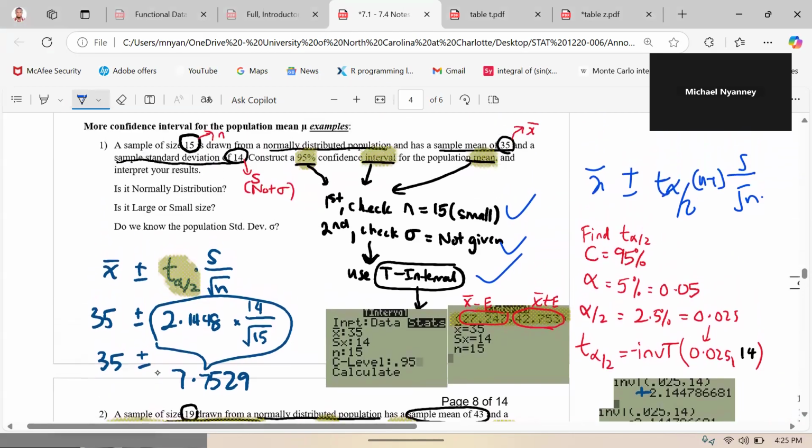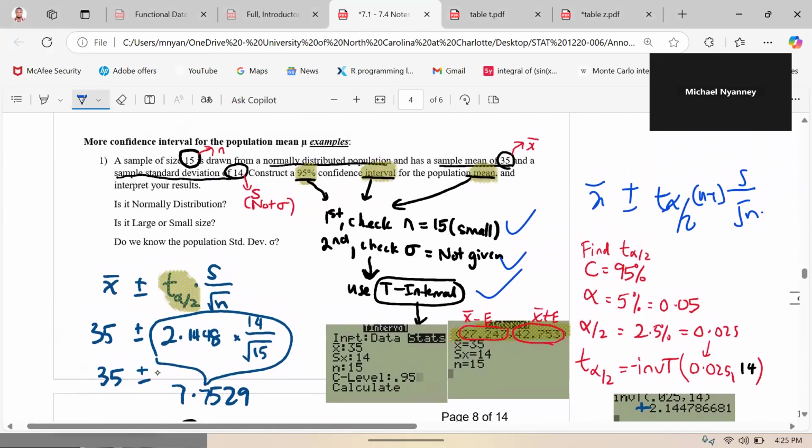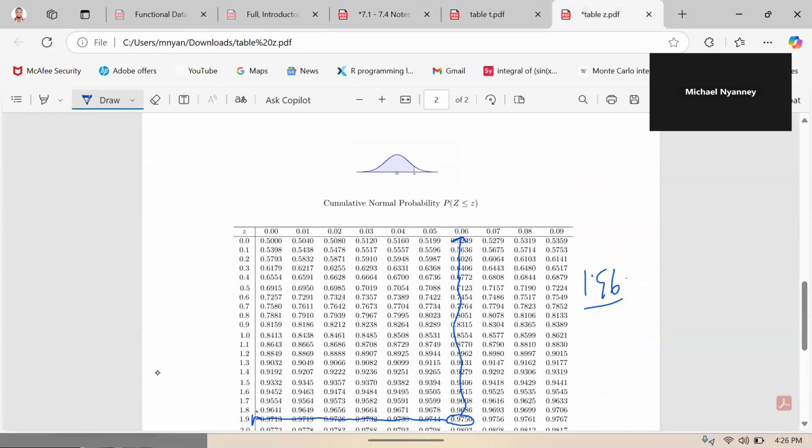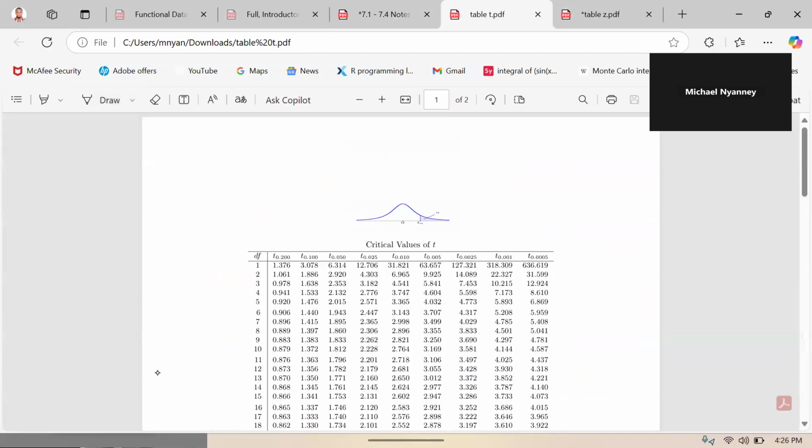Okay, we can do it also manually. So you have to find your t alpha over 2. What is alpha? Alpha is 5%. Alpha over 2 is 2.5%. So in all, this will be x bar plus or minus t alpha 0.025, and n is 15 minus 1, which is 14. Then we have our s, and we have square root of n. And so we find the value for this. How do you find this? Using the table. So you go back to the table and you use the t table.